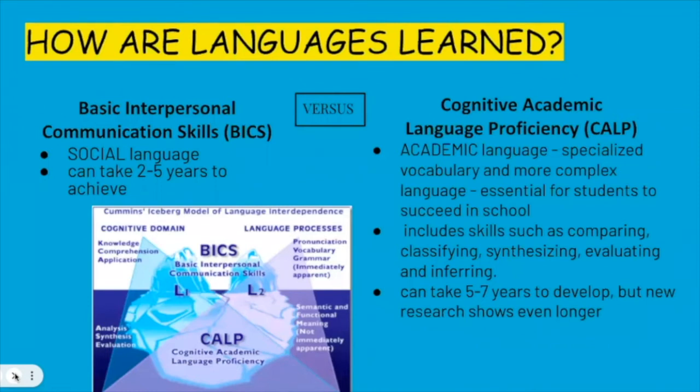The second stage of language learning is cognitive academic language proficiency, or CALP. And this is academic language. It's very specialized vocabulary and requires more complex language and is essential for students to succeed in school.